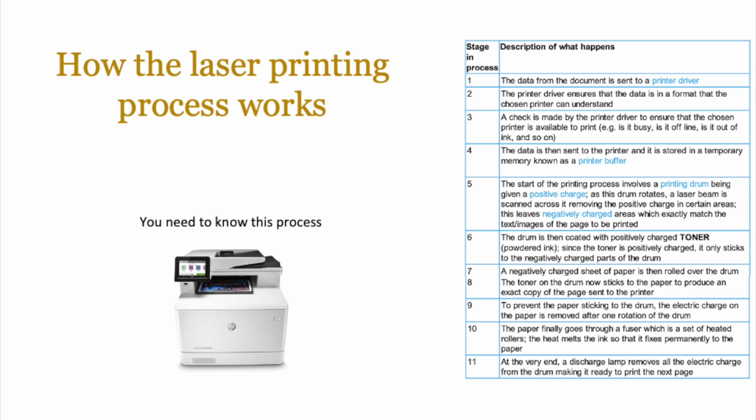To prevent the paper from sticking to the drum, the electrical charge on the paper is removed after one rotation of the drum. The paper finally goes through a fuser, which is a set of heated rollers, and this heat melts the toner so it permanently sticks to the paper. At the very end, a discharge lamp removes all the electric charge on the drum, making it ready for the next page. And this process continues until the entire print job is complete.